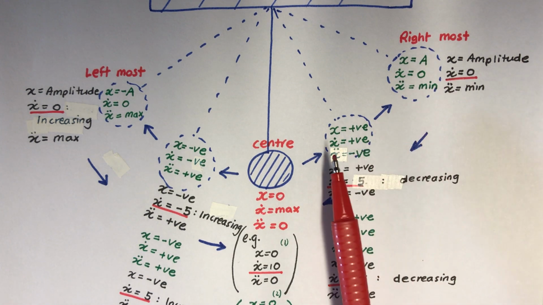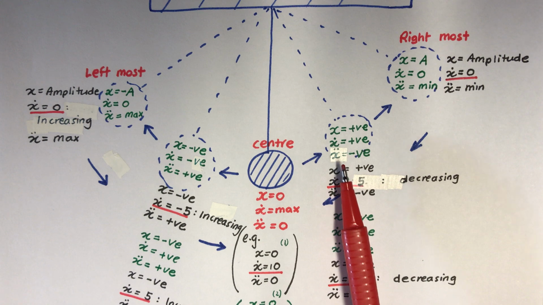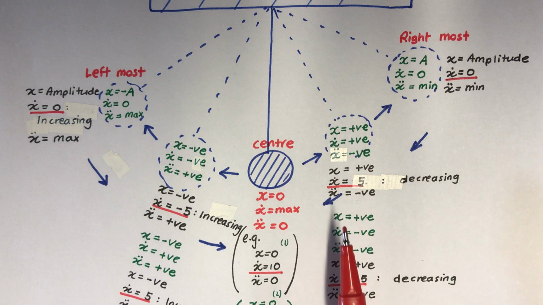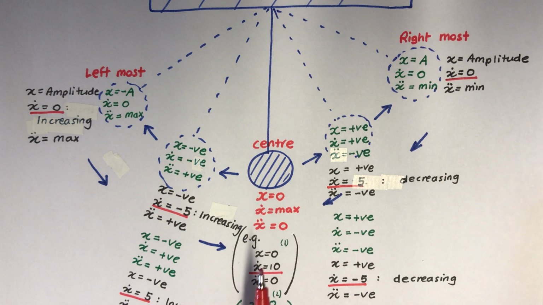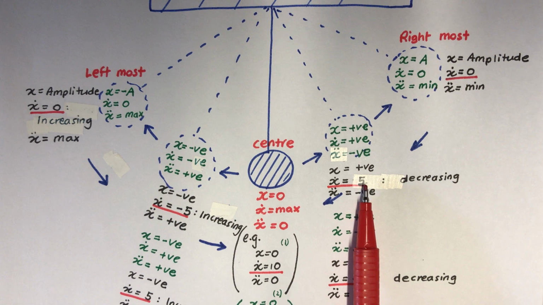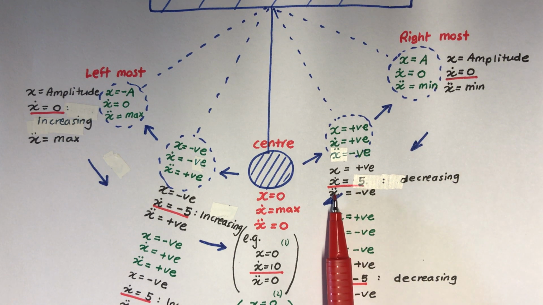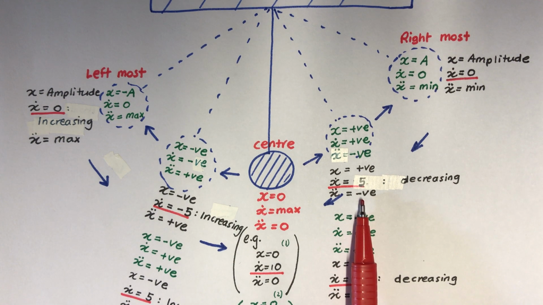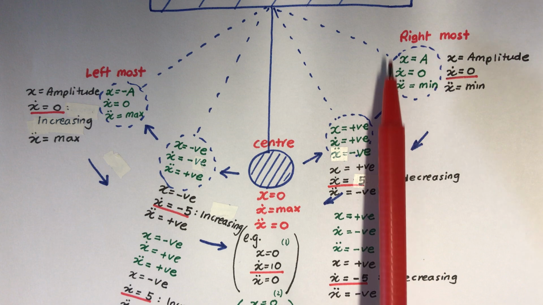Keep moving. It's on the positive side, and velocity is positive, but it's decreasing. If you look at the center here, your velocity was 10, but when you move to here, your velocity is 5. It's still positive, but it's decreasing, isn't it? So therefore your acceleration is negative. Then you move more to the maximum place.